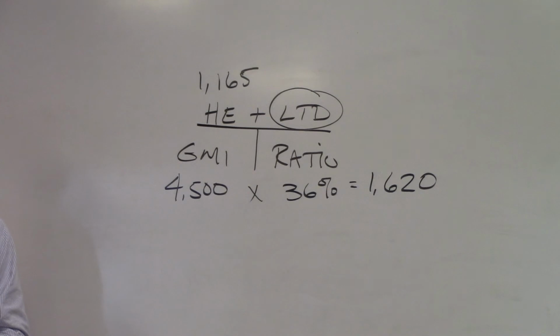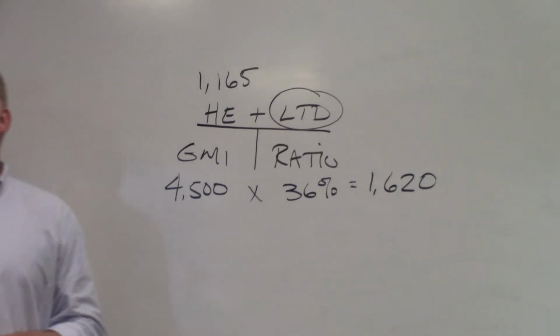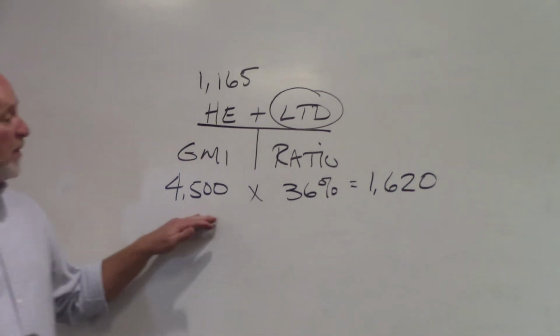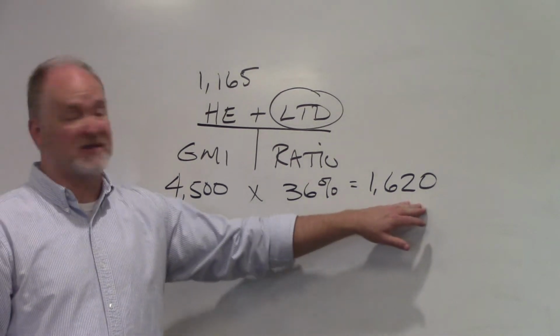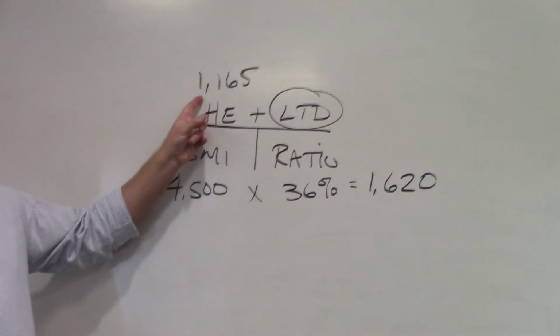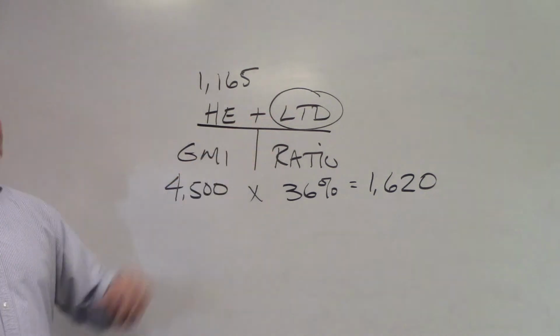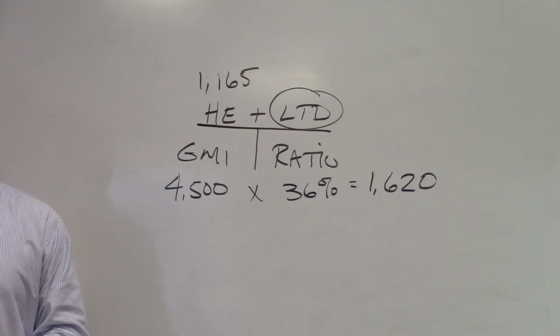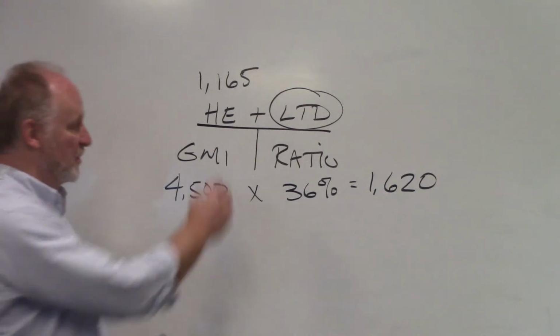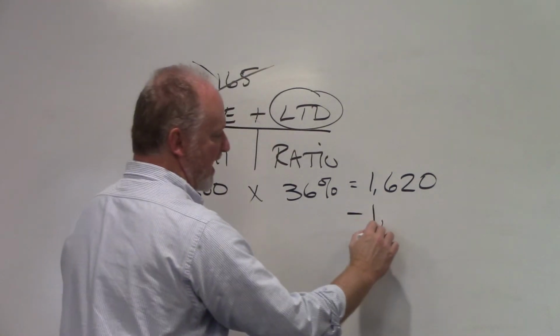Interestingly enough about this problem, almost everybody gets the next step at this point. What happens is you look at this and you say, well, I could have afforded up to 1620, but for the fact that I already have 1165 that's going to housing expense. So how do I determine how much long-term debt I can afford? Subtract out the 1165.